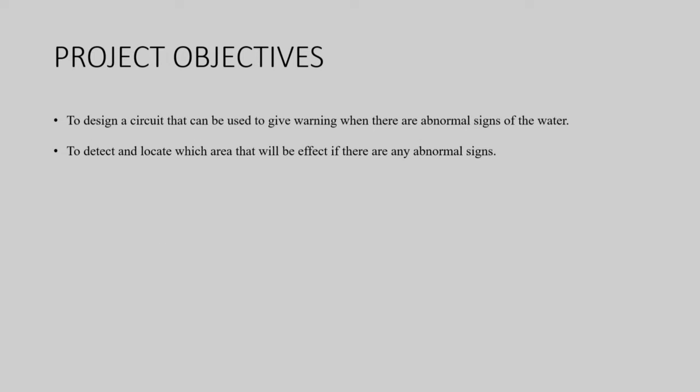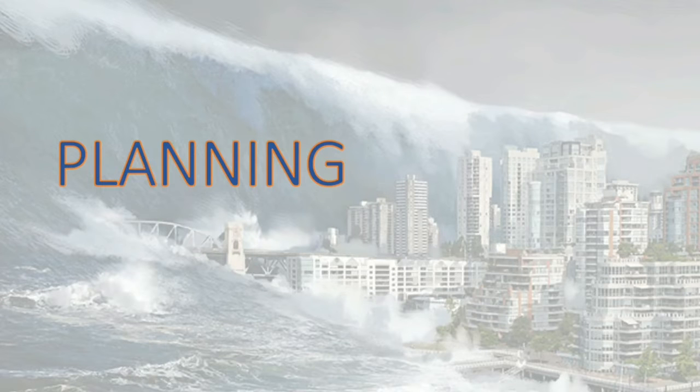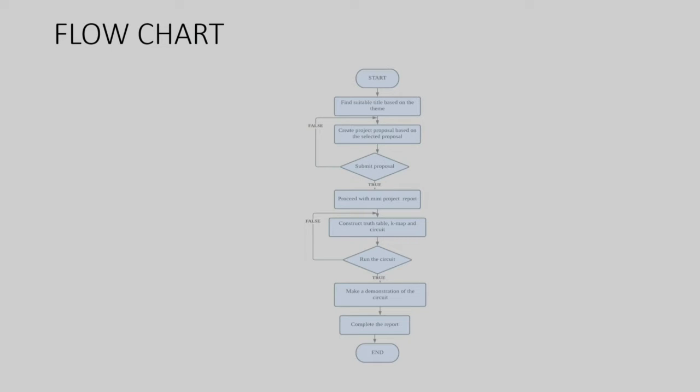So for my project objective, first, to design a circuit that can be used to give warning when there are abnormal signs of the water. Second, to detect and locate which area will be affected if there are any abnormal signs. So this is the flowchart to complete my project.